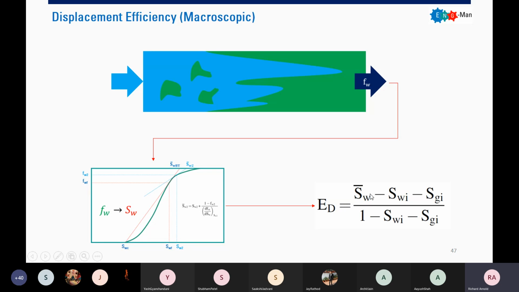Okay, so we need to suffer a painful approach, but that's okay, just to get this average water saturation. But actually, it's really a blessing if you can estimate your average water saturation, because otherwise you need to do reservoir simulation just to get this number.